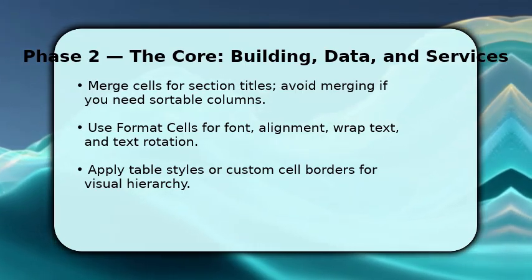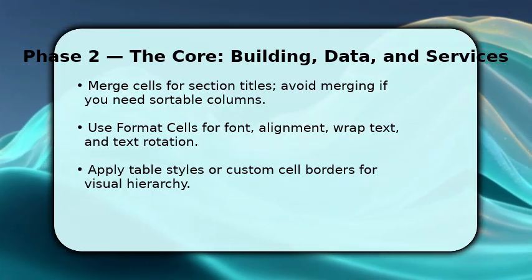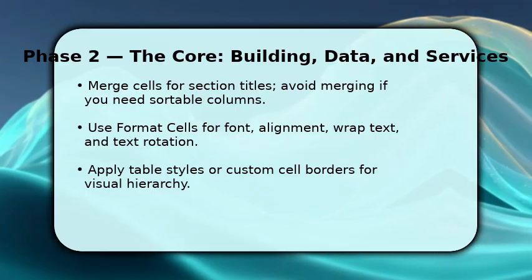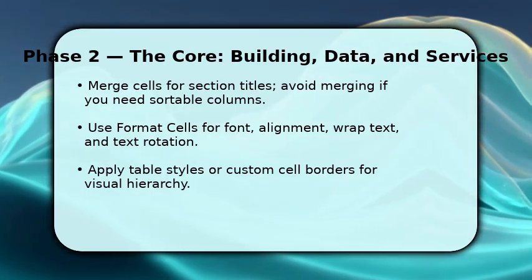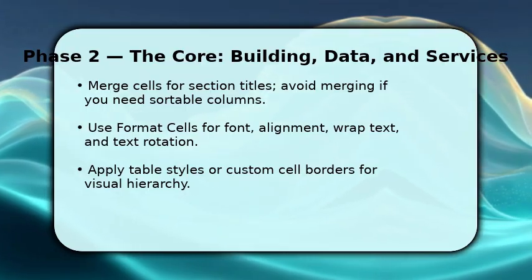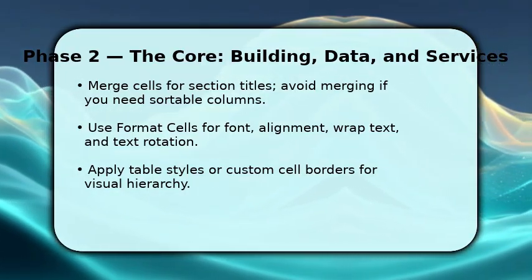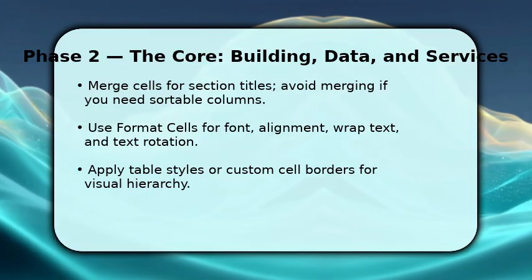Then format cells, choose font weight, center or left align, enable wrap text, and set text rotation if space is tight. Apply borders and a table style to create clear separation between header and data. Once formatted, convert the range to a table to inherit filter buttons and consistent styling automatically.